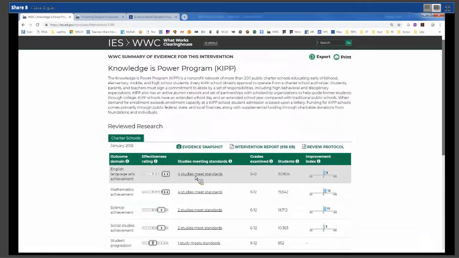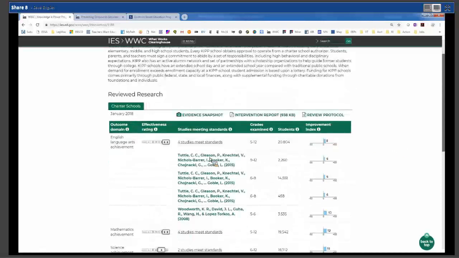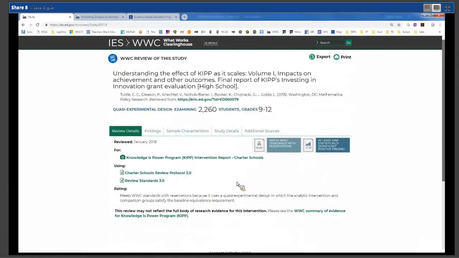example of something that has a different rating. If we go into Knowledge is Power program, the KIP intervention, and I drill down into the ELA outcome. Again, this is all sorted by outcome, so you have to have your practice to outcome relationship in mind. I'm going to go into the first study, which is a Tuttle study, and I see here that it says meets WWC standards with reservations, all right? So this is a slightly less rigorous study.